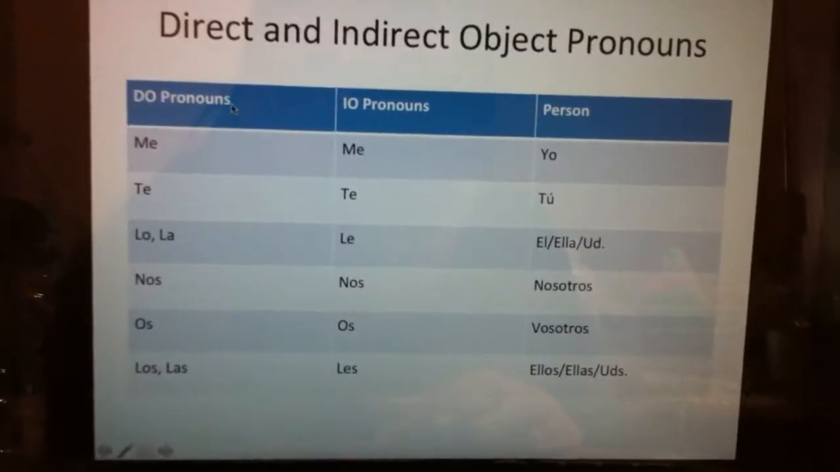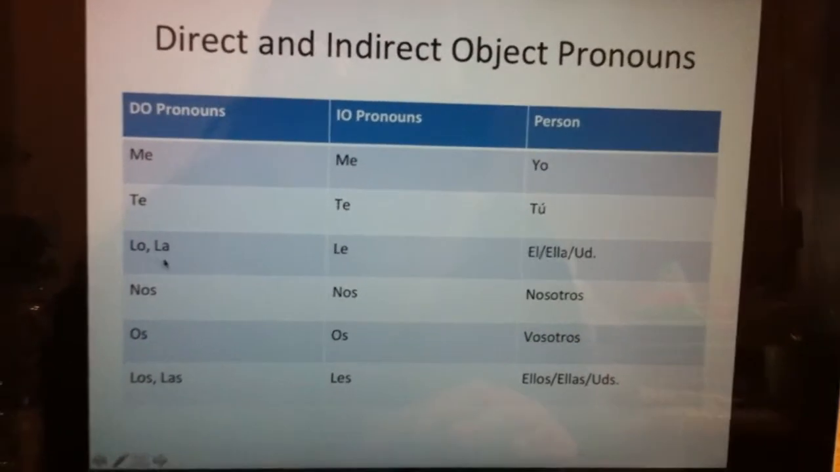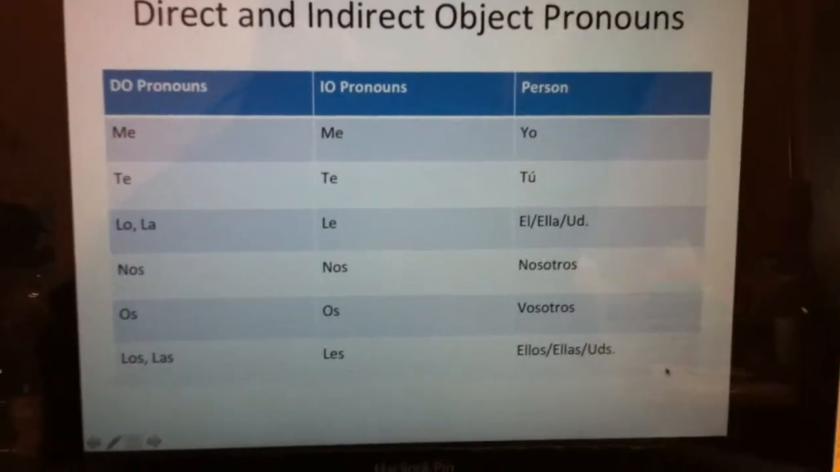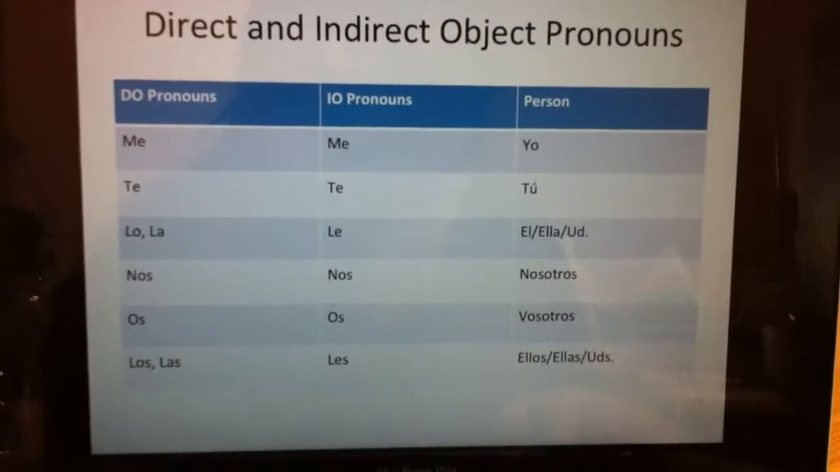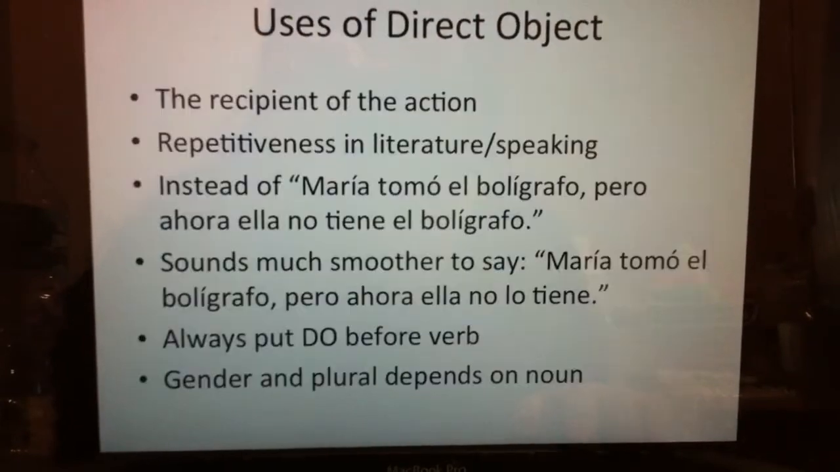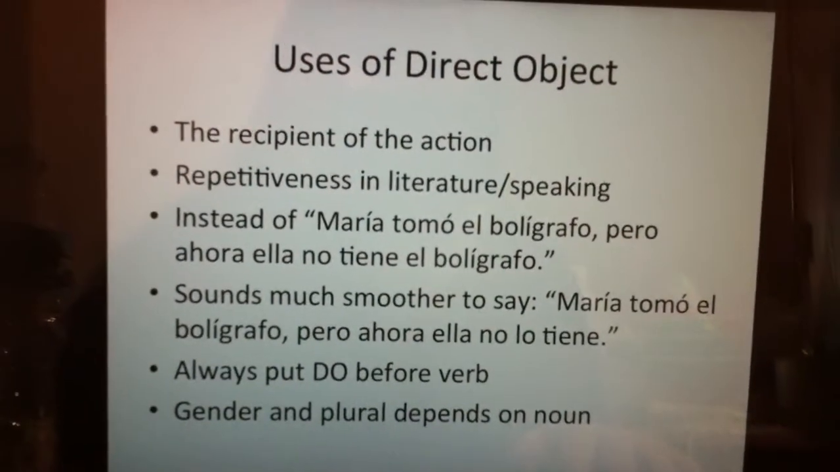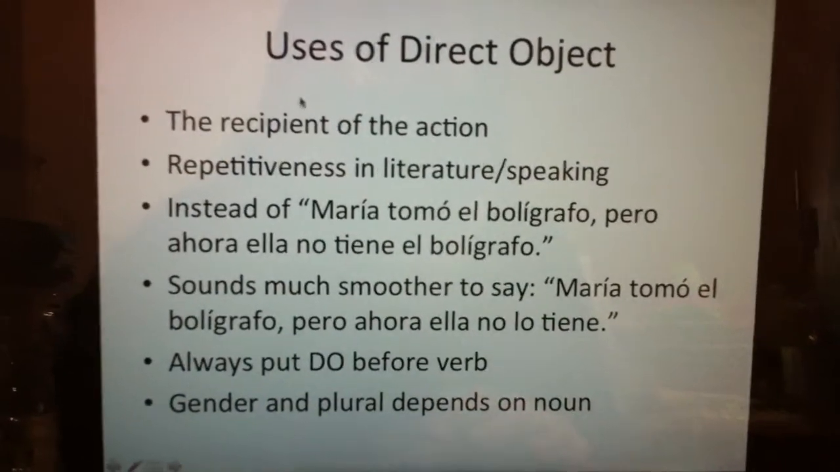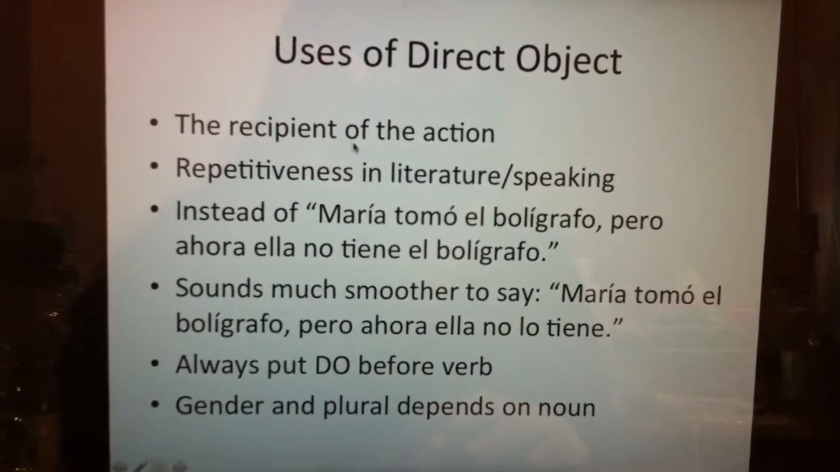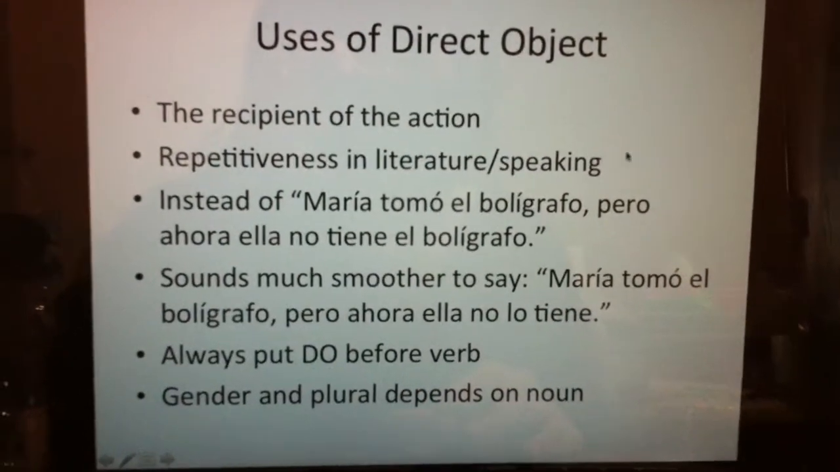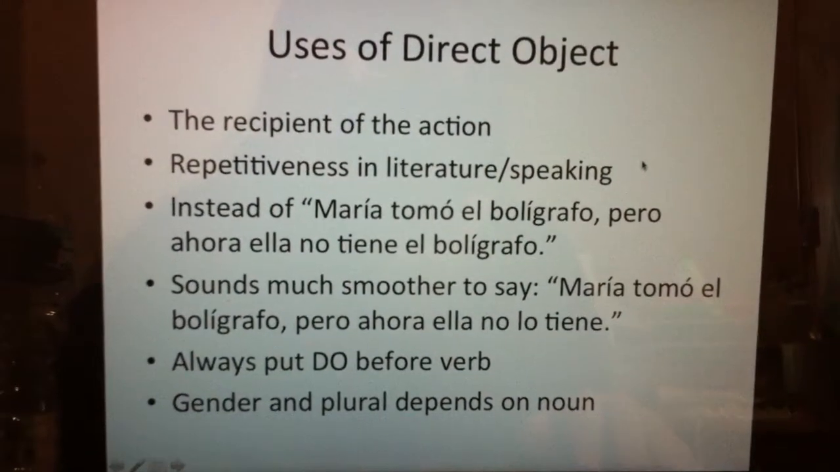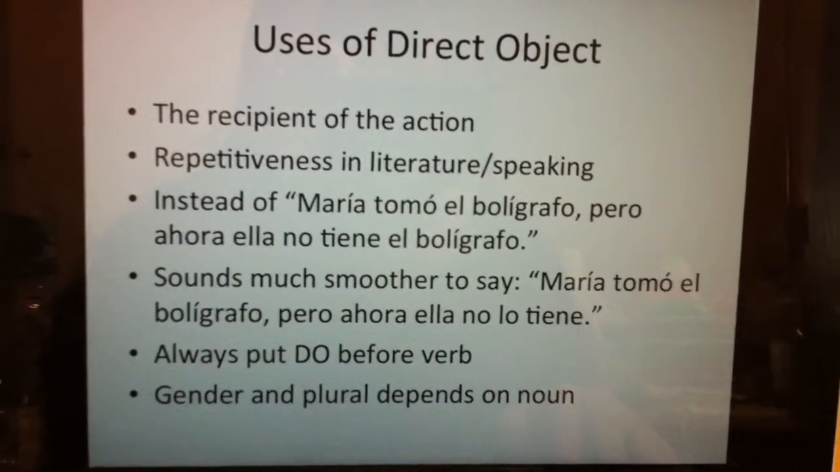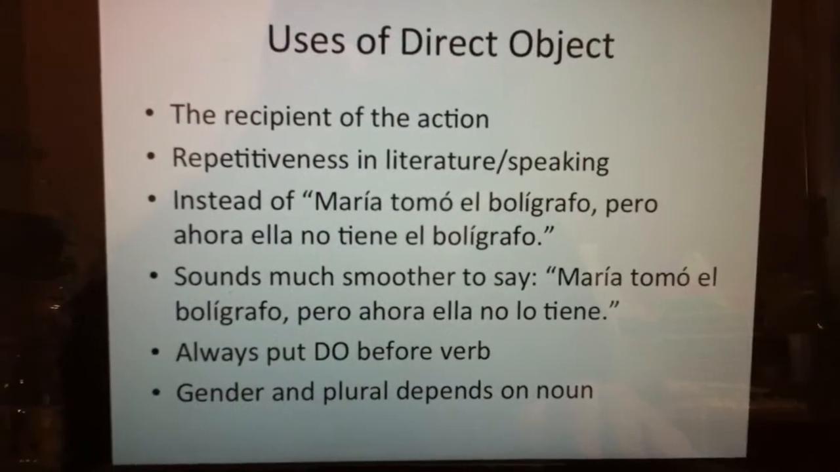See that the direct object pronouns have lo and la for the LA, so the direct object pronouns are influenced by the gender of the noun that it is referring to. Some uses of the direct object is that the recipient of the action is the direct object. And using the direct object in Spanish, or in English too, will decrease the repetitiveness in your literature and speaking.